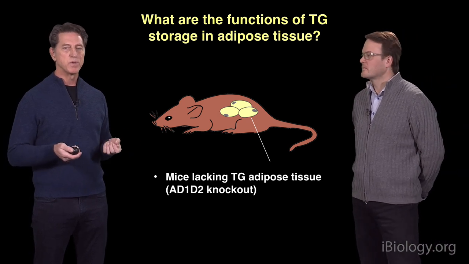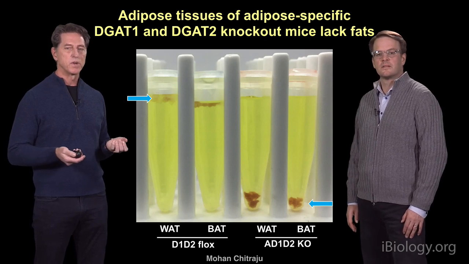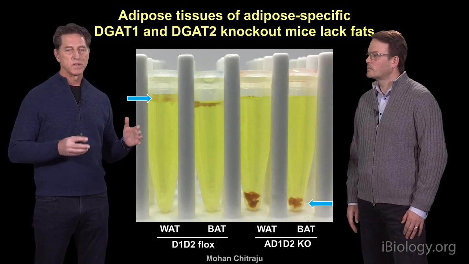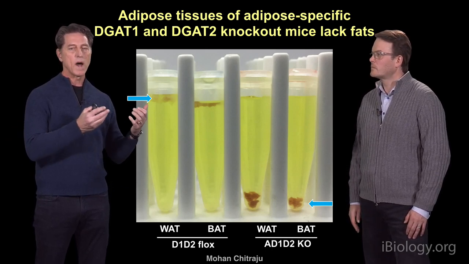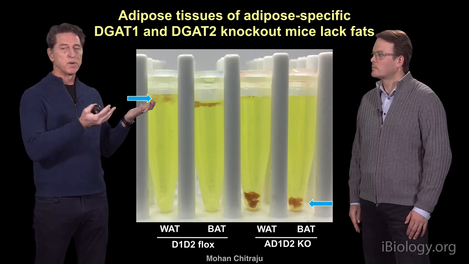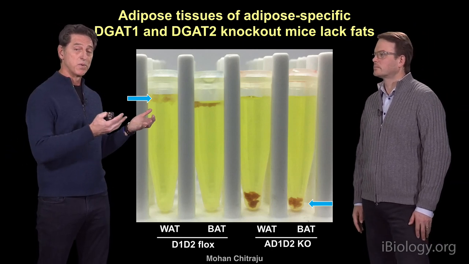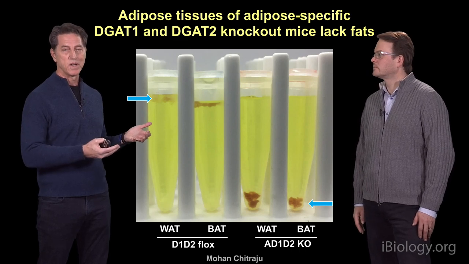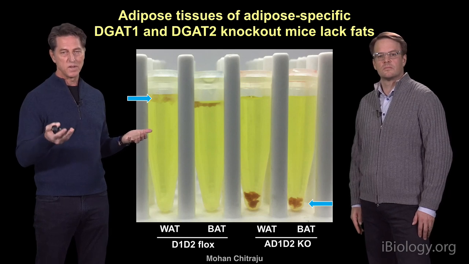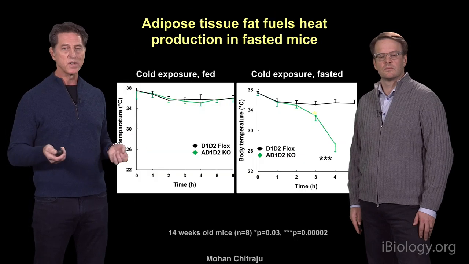And just to show you what happens when you aren't able to store fat in your fat tissue, you can see here. Well, first of all, if you look at a very small sample of the fat tissue, on your left are control mice, that's the so-called flox allele, where you can see the WAT, or the white adipose tissue, and the BAT, or the brown adipose tissue, and you see it floats, and it floats because it has triglycerides or fats in it. In contrast, if you delete the enzymes that can make the triglycerides, to no surprise, they don't have triglycerides, and it gives rise to fat tissue that sinks in solution here. So what are the consequences of that?